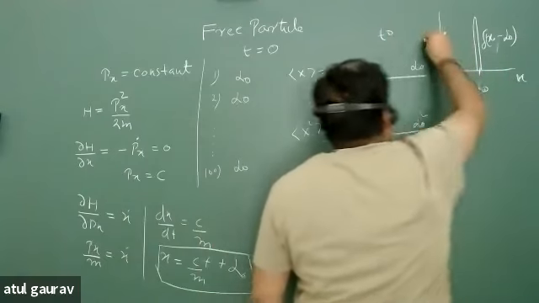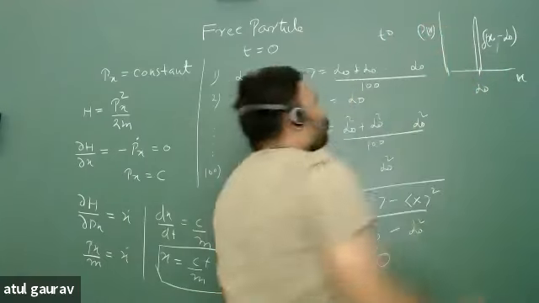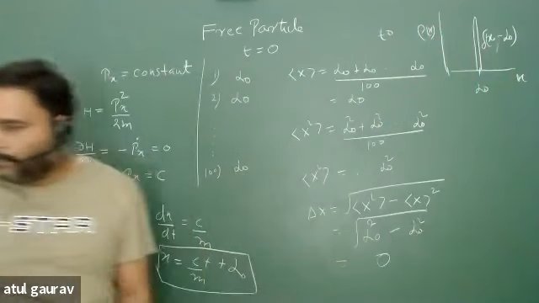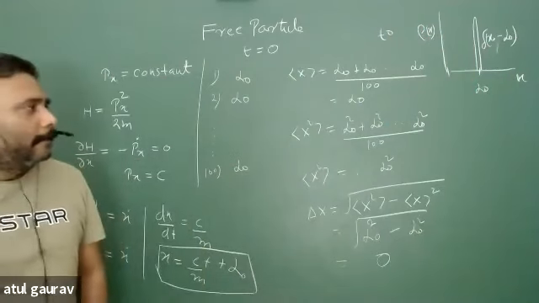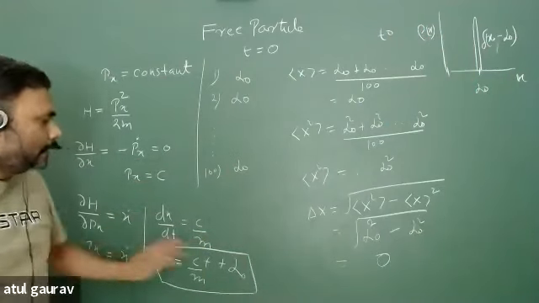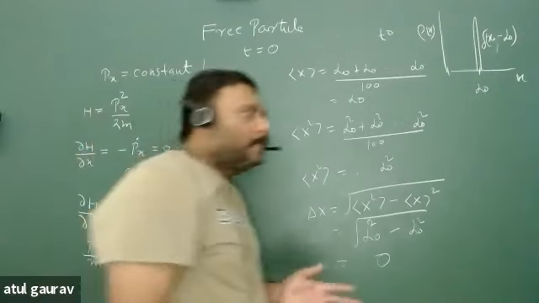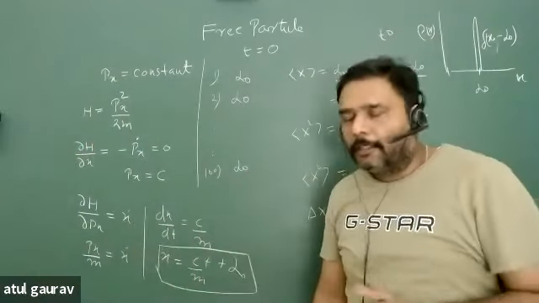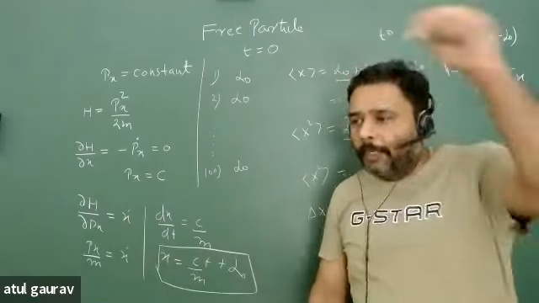This is x, and this is probability density, rho(x) or f(x), you can write. So what can you find? In classical mechanics, the state of a system is deterministic. You can precisely say where the particle is.